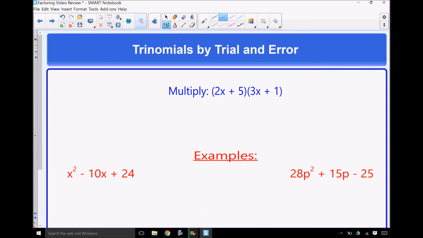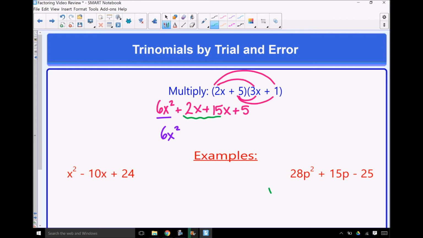Okay, now we're going to talk about factoring trinomials by trial and error. But first thing I want to do is go through and multiply this together with you. So if you look right here, 2x times 3x we know is going to be 6x squared. 2x times 1 ends up giving me 2x. 5 times 3x ends up giving me this 15x right here, and then 5 times 1 ends up giving me 5. So really what ends up happening right here is I end up getting the 6x squared, and then these two combine together to give me 17x, and then this 5 just gets copied down.